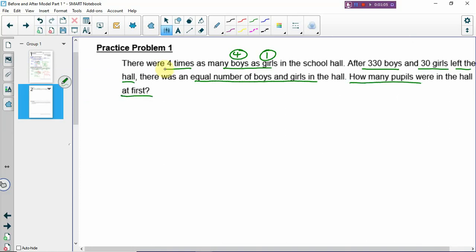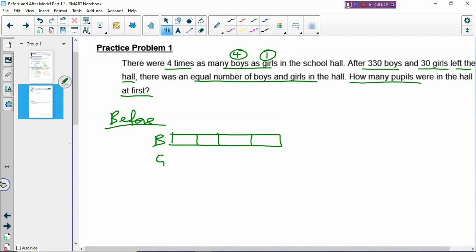Okay, so how do we draw the before? I label boys and girls. How many boxes do I draw for the boys? I draw a rectangle and cut it into 4 equal boxes, and the girls will be 1 box. When you draw your model, try not to draw too big, neither too small. The length of the rectangle that I draw is usually about half the width of the page. That's a good size for you to draw the model.